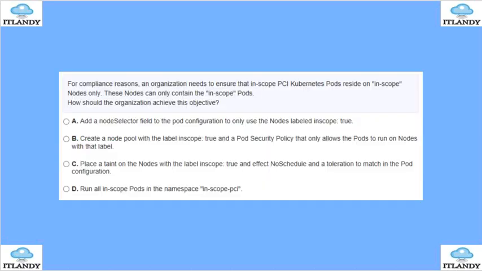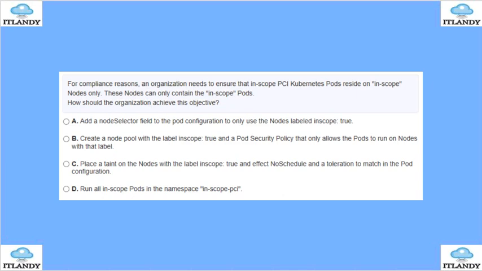Next, for compliance reasons, an org needs to ensure that in-scope PCI Kubernetes pods reside on in-scope nodes only. What does that mean, in-scope nodes only? The nodes can only contain the in-scope pods. How should you achieve that? Basically, we're talking about how we can use labels. So let's go through the answers.